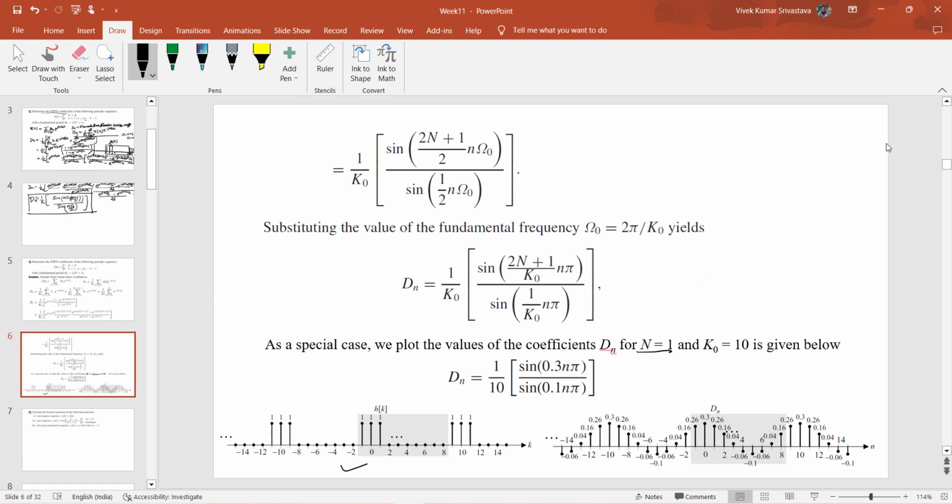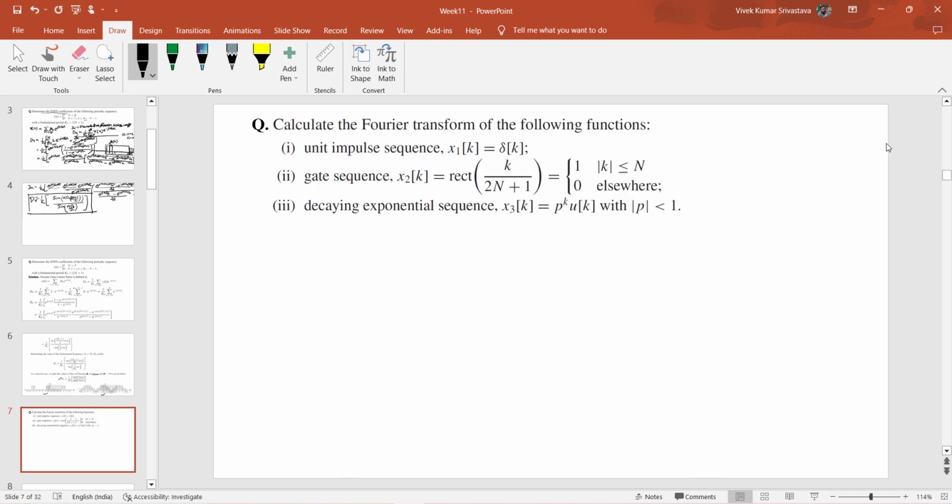So corresponding to this we have evaluated the discrete time Fourier series coefficient, which is also plotted here. So this shows that corresponding to this rectangular pulse we will get a sinc-like distribution. Okay, so now moving ahead.